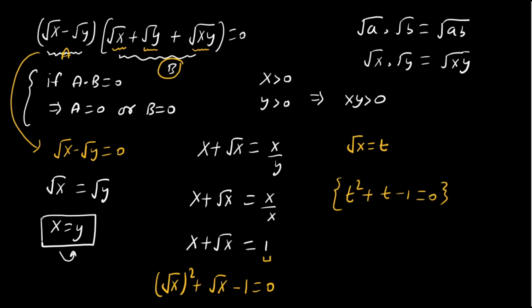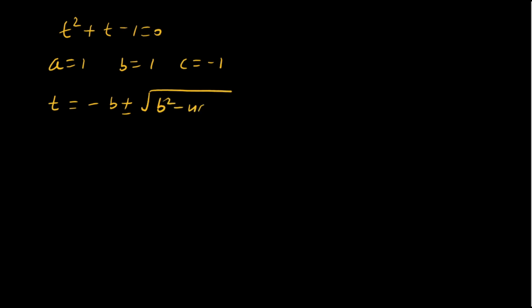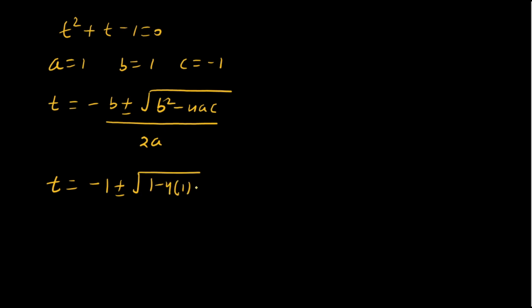Here we will apply the quadratic formula. t square plus t minus 1 is equal to 0. The value of a is 1, the value of b is 1 and the value of c is minus 1, and we know the quadratic formula: t is equal to minus b plus minus square root of b square minus 4ac over 2 times a. Then t is equal to minus b, replaced by 1, plus minus square root of b replaced by 1, and 1 square is 1, minus 4 times the value of a, which is 1, and the value of c, which is minus 1, and divide by 2 times the value of a, which is 1.